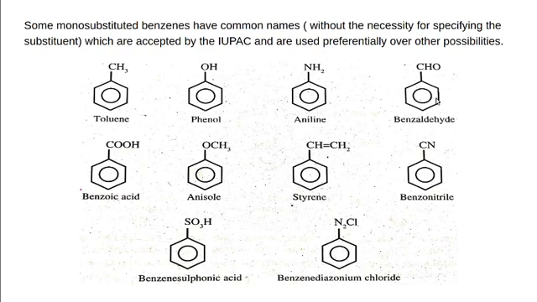Then this is aniline, benzaldehyde, benzoic acid, anisole. If the substituent is OCH3, then it is anisole. Then styrene and benzonitrile, benzene sulfonic acid, benzene diazonium chloride. So these are the common names of some common compounds. We are not naming them with the substituent attached to benzene, like methyl benzene, hydroxybenzene, etc. Only we are using the common names like toluene and phenol.